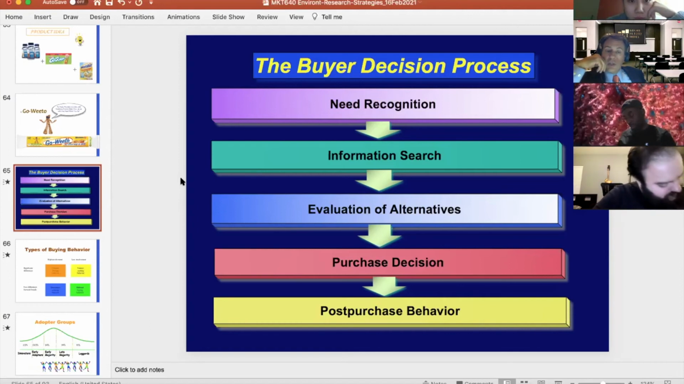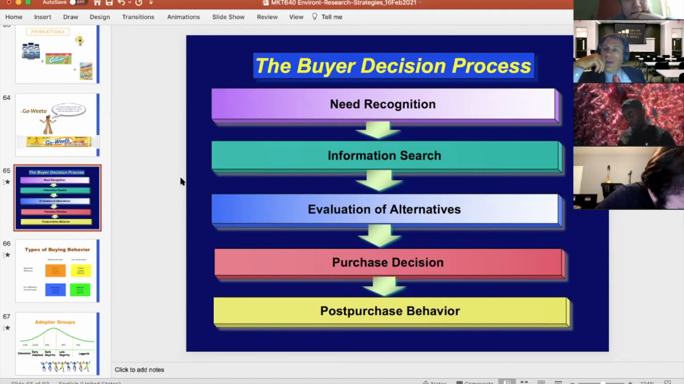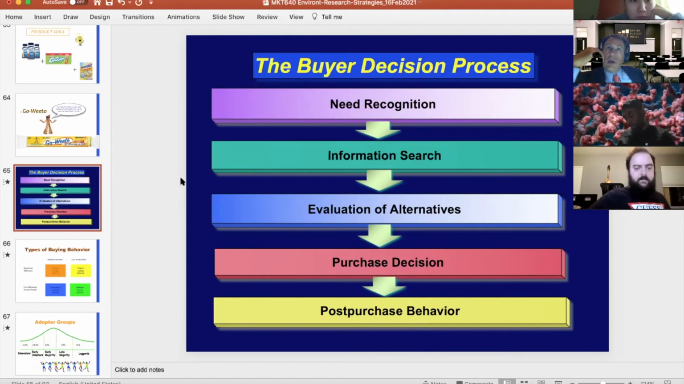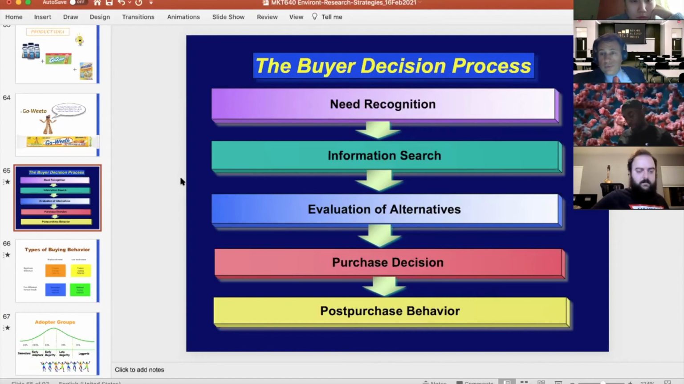And post-purchase behavior is, are they buying again? Sometimes people get excited, they buy something, and then they don't even consume it that much because they sort of forget about it.